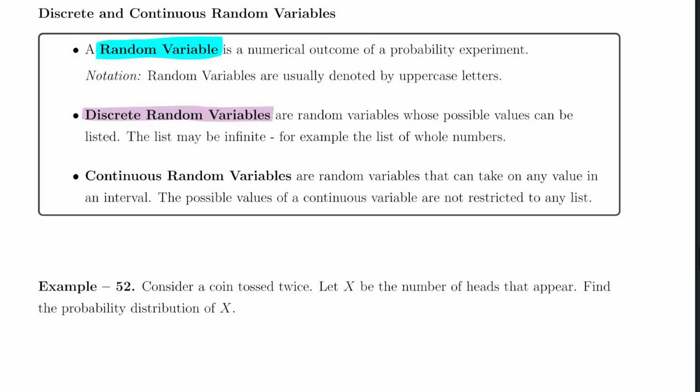So next we have a discrete random variable. That additional word discrete just tells us the possible values must be discrete numbers. And we've seen this earlier whenever we discussed the difference between discrete and continuous variables. Next we have continuous random variables, and they're random variables that can take on any value in an interval. And we know for a continuous variable, the possible values are not restricted to any type of list.